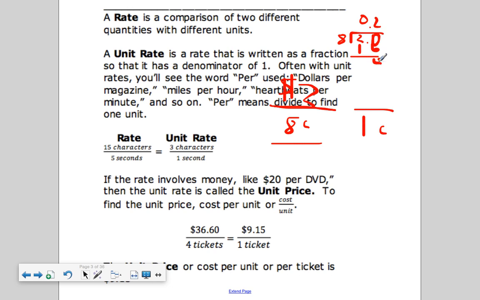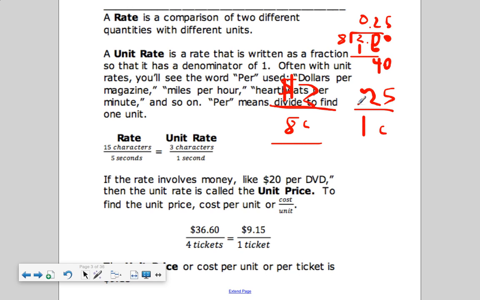Get rid of this 4. Add another 0. Bring it down. How many 8's go in? 5. So it costs 25 cents per box of crackers. 25 cents for each cracker box. 25 cents for 1 cracker box.